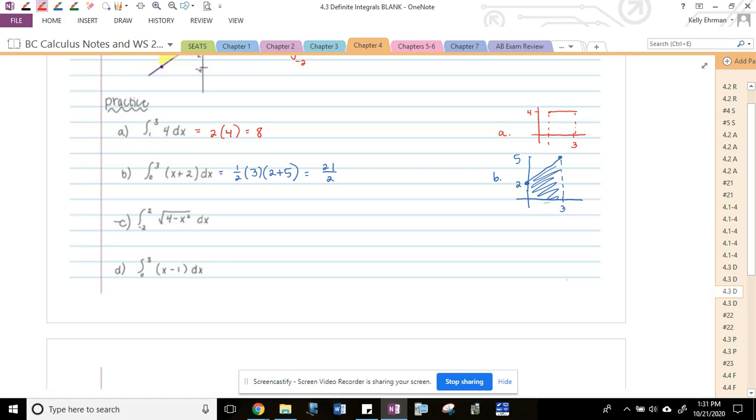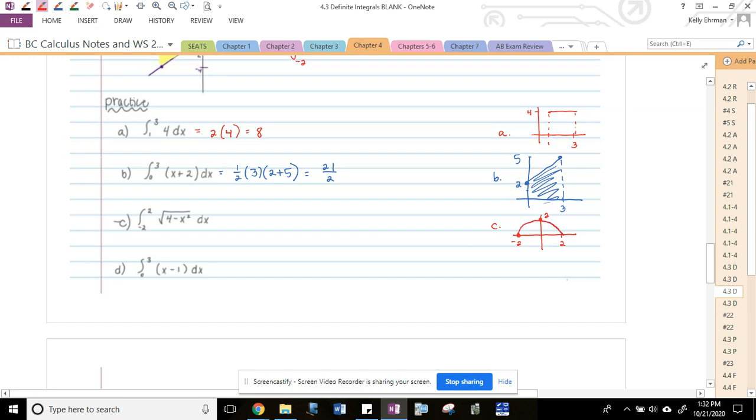All right, part C. Oh, this is kind of a weird graph, right? We're going from -2 to 2. At -2, if you plug that in, you're going to get 0. 4 minus 4 is 0. Same thing at +2. And if you plug in 0, you're going to get square root of 4, which has a height of 2.